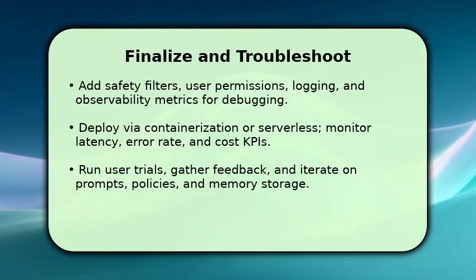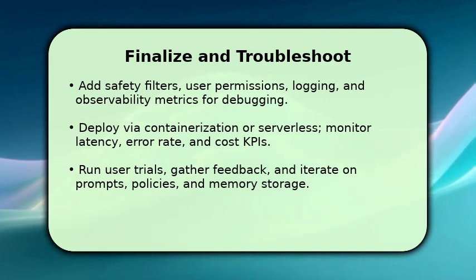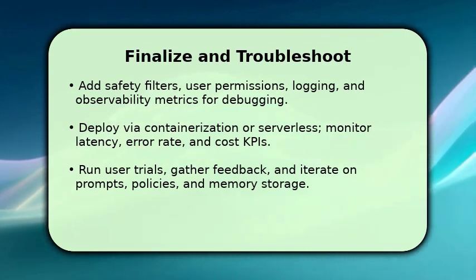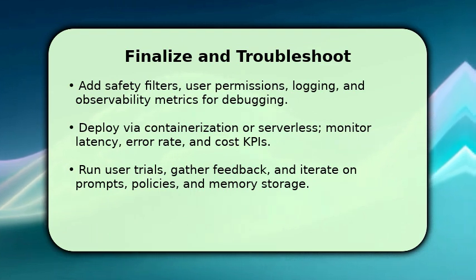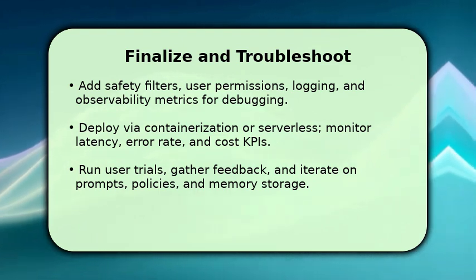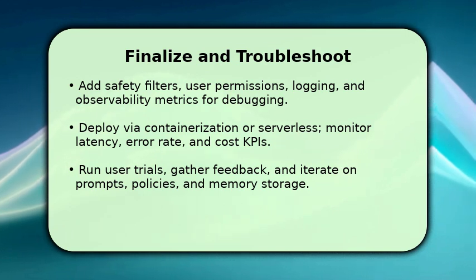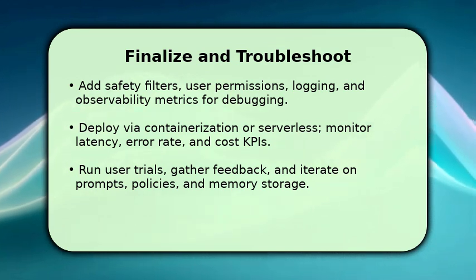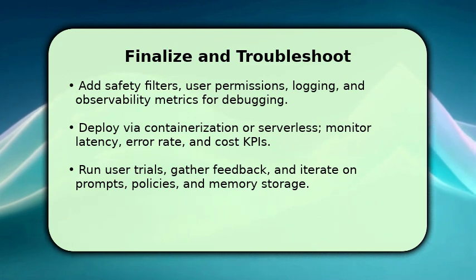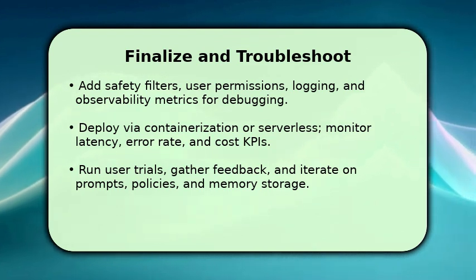Finish by hardening and deploying the assistant so real users can interact safely. Add content filters, user permission checks, structured logging, and metrics for latency, error rate, and costs so you can observe behavior in production. Deploy using containers or serverless functions tuned to your expected load, and wire alerts for anomalies.